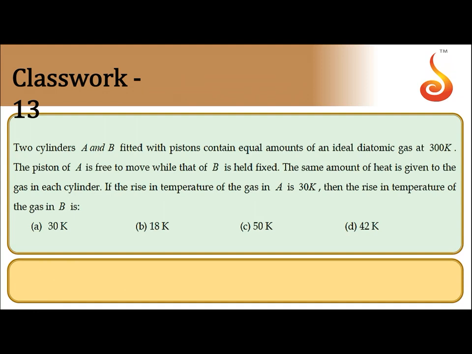Yes, we shall move on to the next one. Two cylinders A and B fitted with pistons contain equal amounts of an ideal diatomic gas at 300 Kelvin. The piston of A is free to move while that of B is held fixed. The same amount of heat is given to the gas in each cylinder. If the rise in temperature of gas in A is 30 Kelvin, then the rise in temperature of gas in B is?